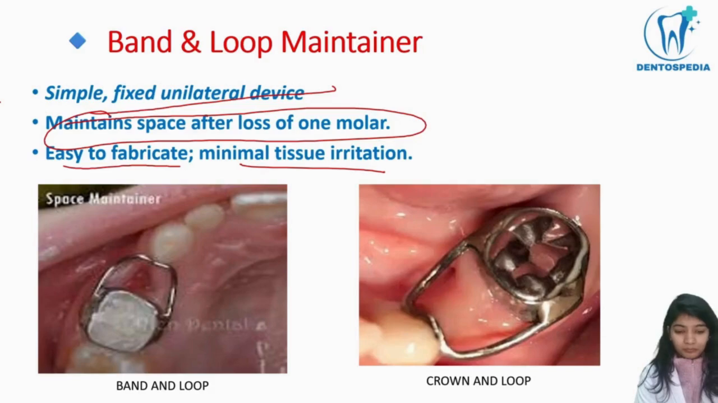Now you can see the crown and loop. It is similar to the band and loop but uses a stainless steel crown. You can see the stainless steel crown. Understood? It is used when the tooth next to the gap, the abutment tooth, is already decayed or carious. Understood? And it needs to be restored.